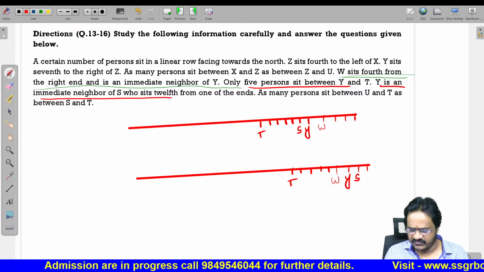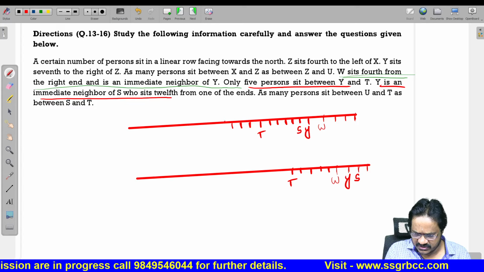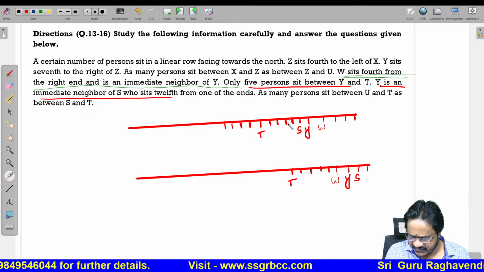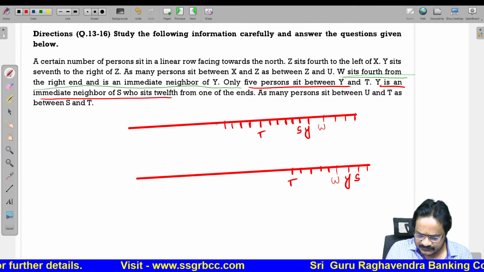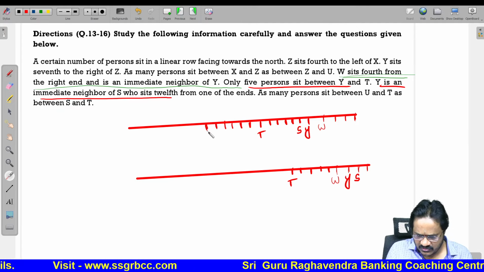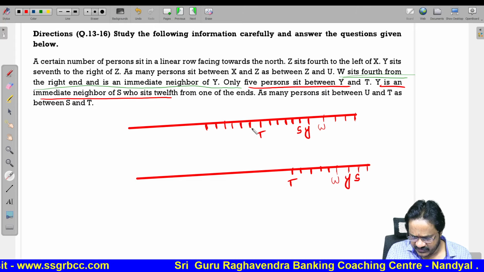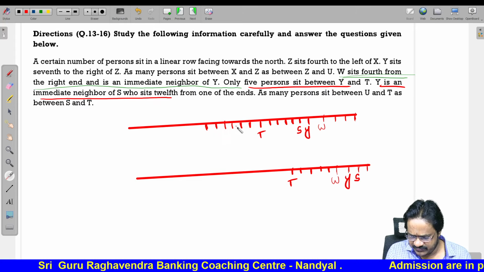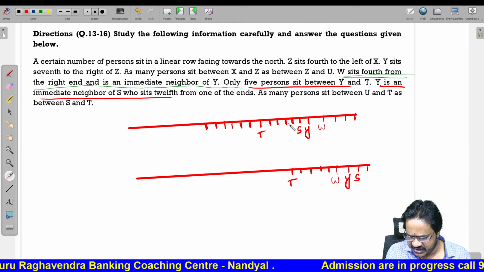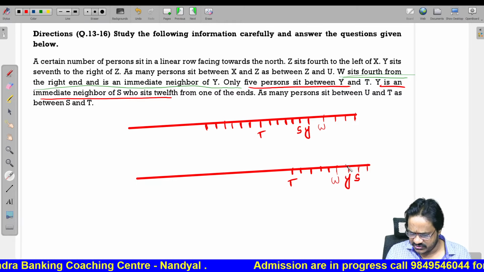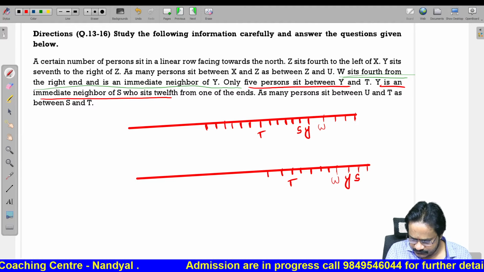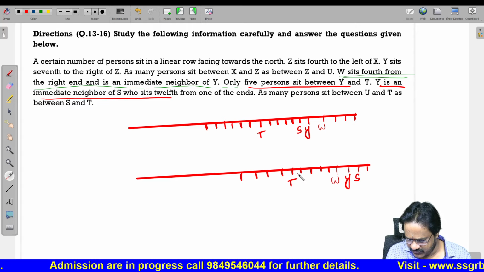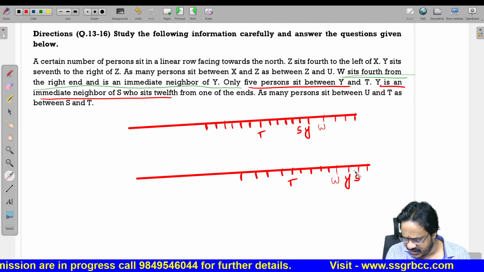S is 12th from one end. See here, 1, 2, 3, 4, 5, 6, 7, 8, 9. Now 1, 2, 3, 4, 5, 6, 7, 8, 9, 10, 11, 12. Now here also 1, 2, 3, 4, 5, 6, 7, 8, 9, 10, 11, 12.